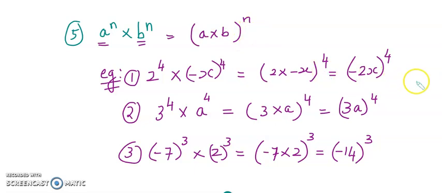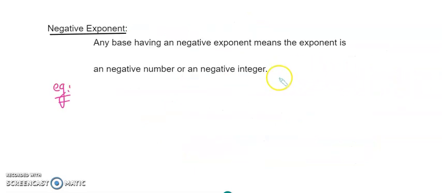Hope this is clear. Now this year, that is in grade 8, you are going to study a new exponent which is called a negative exponent. So any base which has a negative exponent is called a negative exponent. Let's say 4 is my base, as we took the first one. And if the power is negative 3, a negative integer, then we call it a negative exponent.